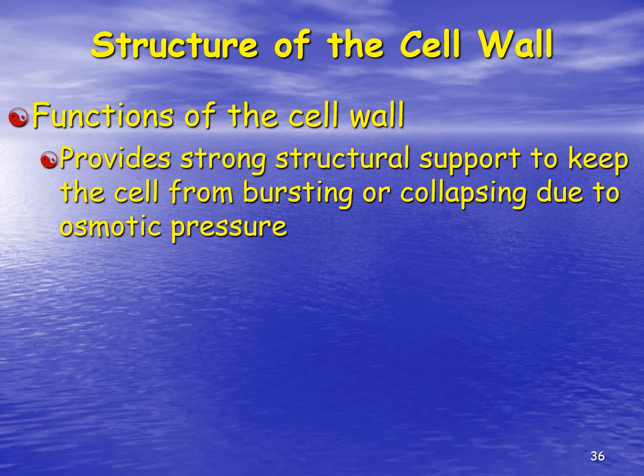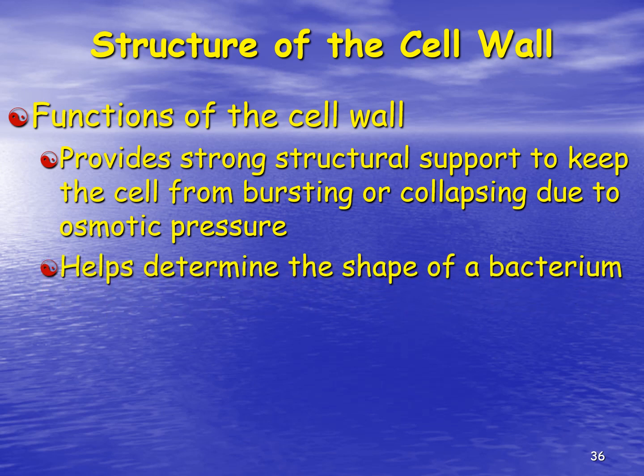So, what are the functions of the cell wall? Well, the biggest function of the cell wall is to keep the cell from exploding. Most bacteria have a very high internal osmotic pressure, and therefore this cell wall kind of acts like a brick wall that will keep the cell from bursting due to that high osmotic pressure. But it will also help determine the shape of the bacterium.